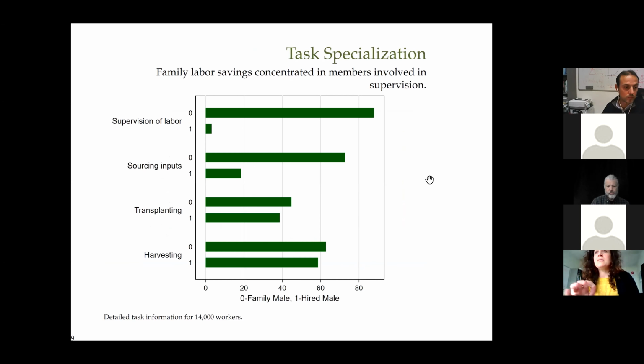And what we find is, in our intervention, we have very detailed data on the tasks that all these workers were engaging in. And we know that the family labor savings are concentrated in those members that were involved in supervision activities, consistent with the idea that there is some sort of supervision that needs to take place, or contracting frictions to hire labor, and the mechanization intervention is also helping in that dimension.